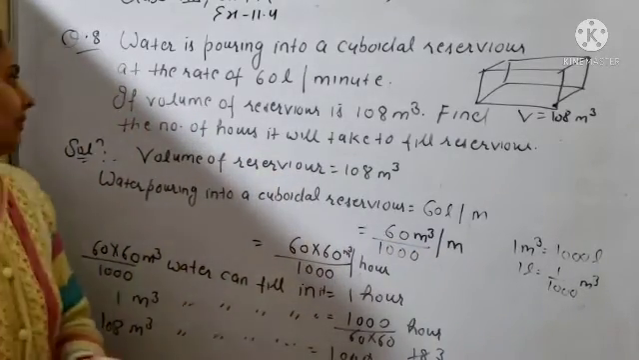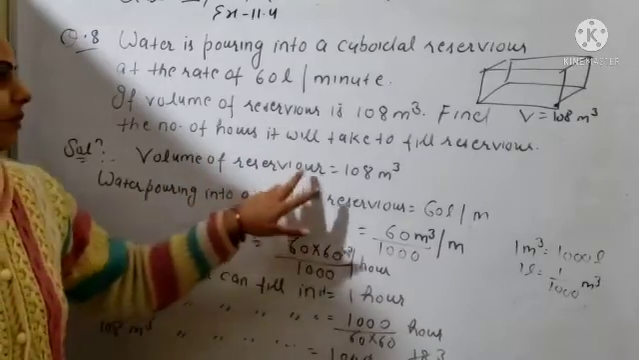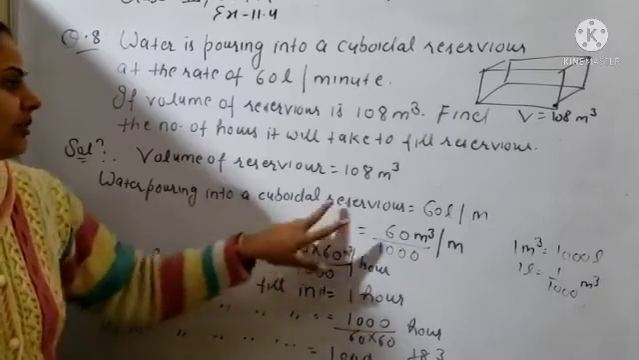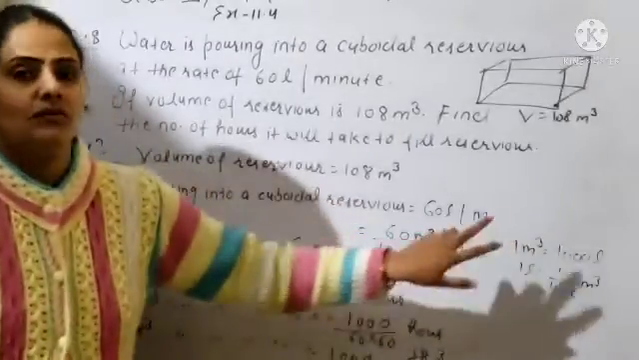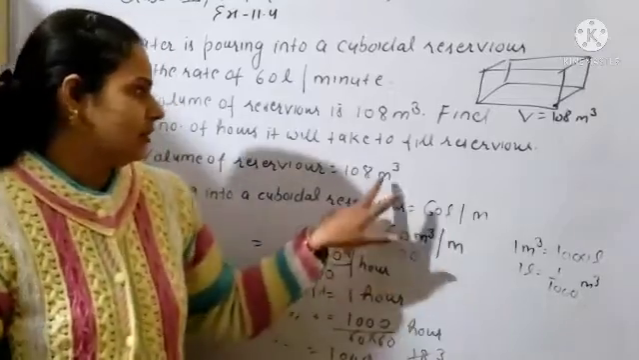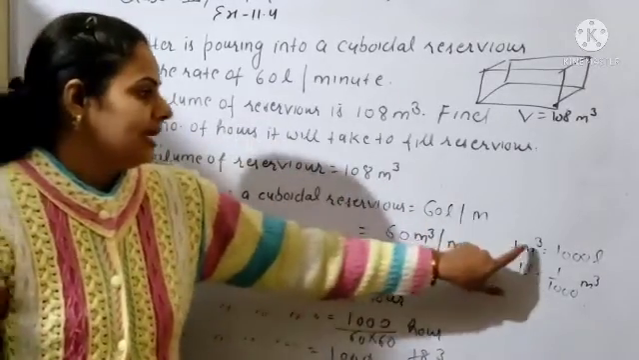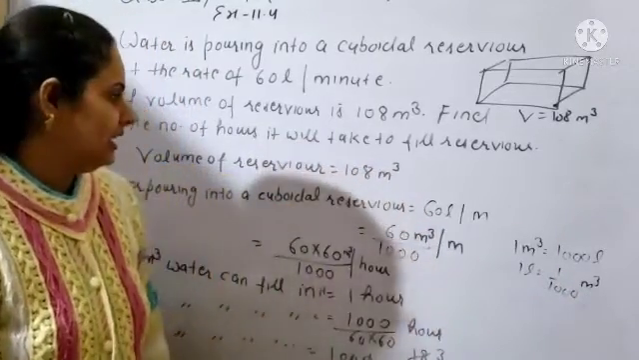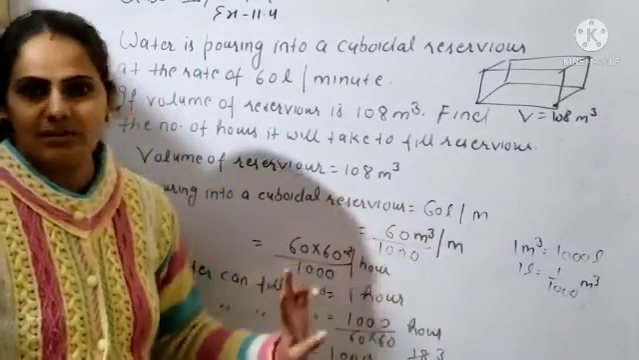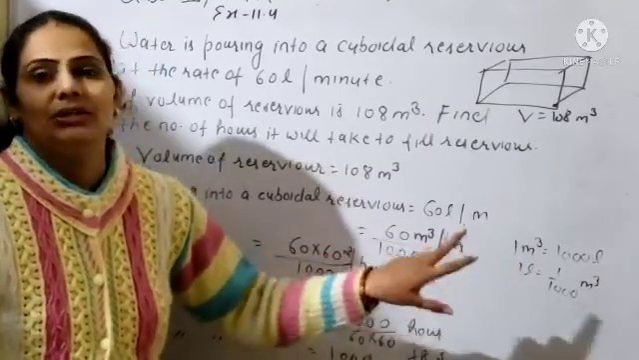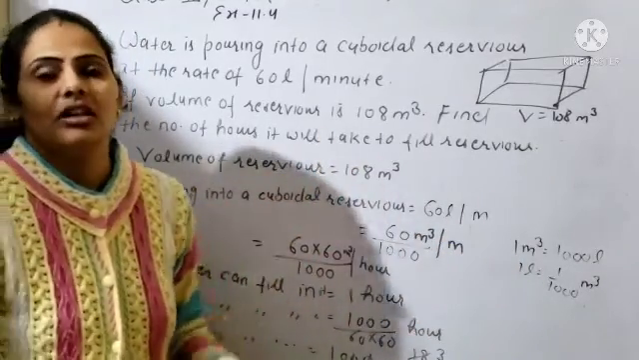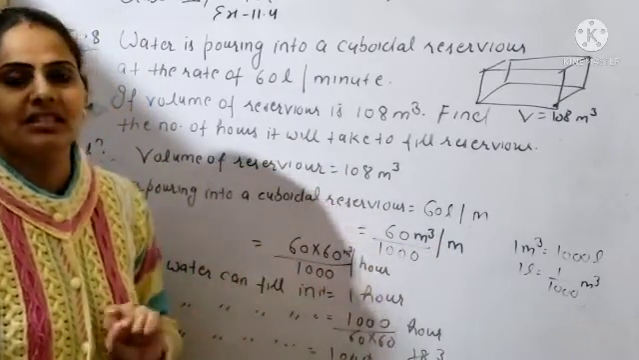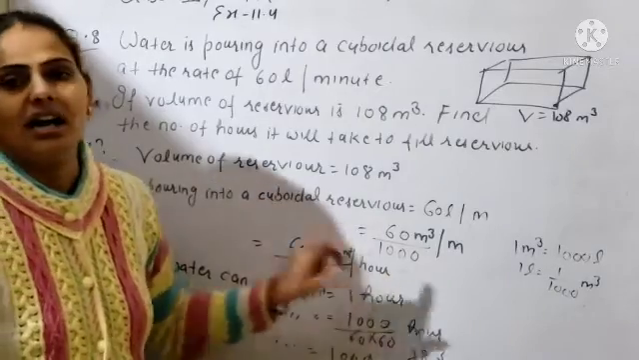So simply, first of all, what will you do? You will find, it is given the volume of a reservoir is 108 meter cube. And how much water is pouring in the cuboidal reservoir? 60 liter per minute. So first of all, you will convert the liter into meter cube, because the volume is given in meter cube. So 1 meter cube is equal to 1000 liter. So 1 liter will be 1 upon 1000 meter cube. Clear? So divide by 1000. So it will change in meter cube, but it is given per minute, and you have to find out in how many hours. So 1 hour is equal to 60 minutes. So 1 minute is equal to 1 upon 60. So it will be 60 into 60 upon 1000 per hour.